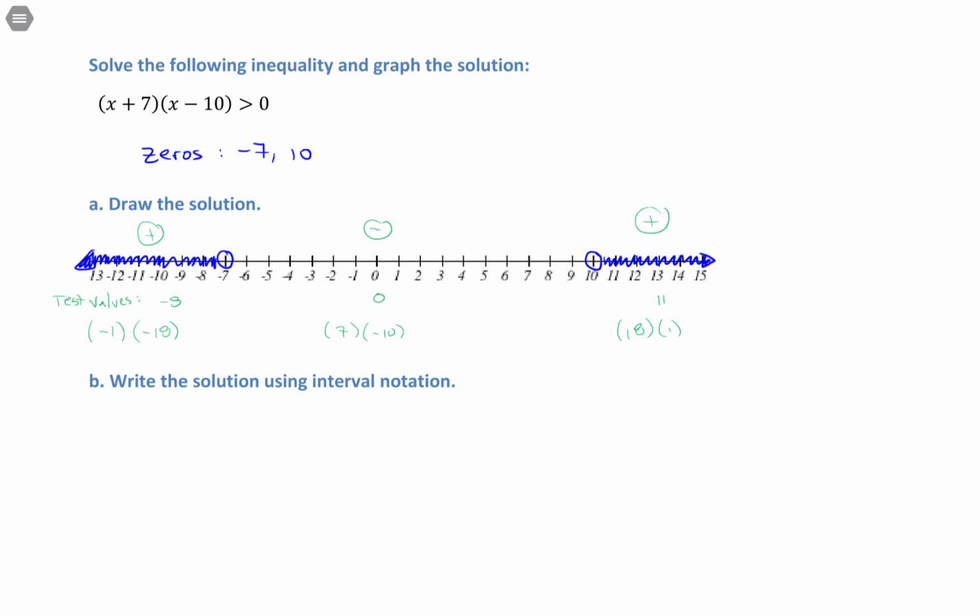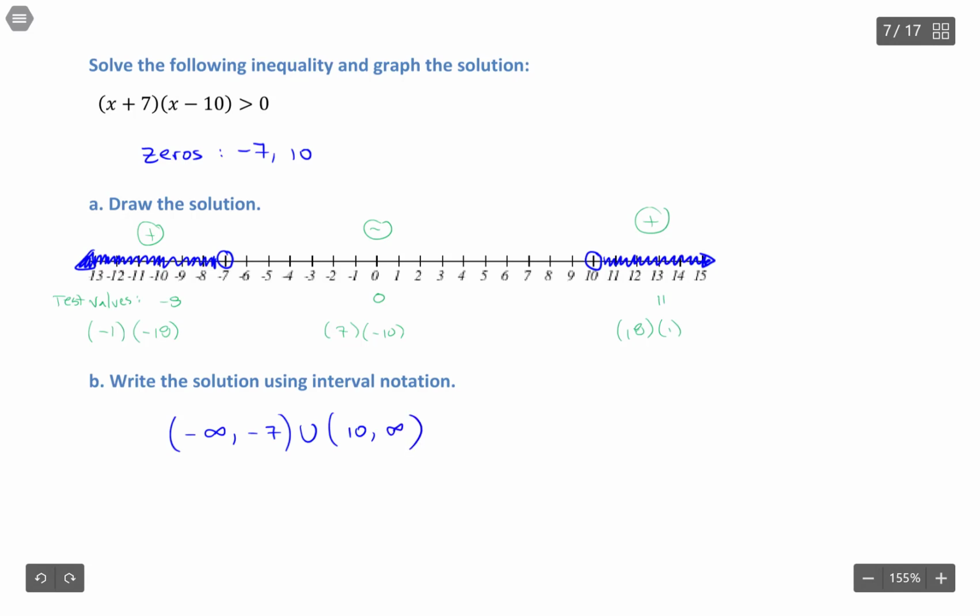So the solution in interval notation is the range from -infinity to -7, but not including the -7, union 10 to +infinity.